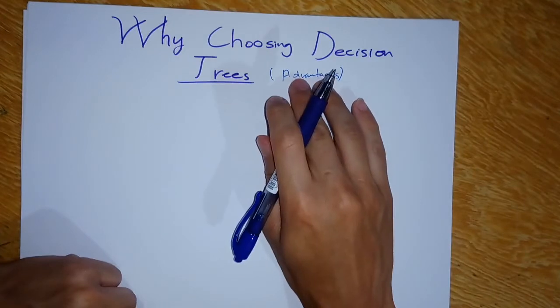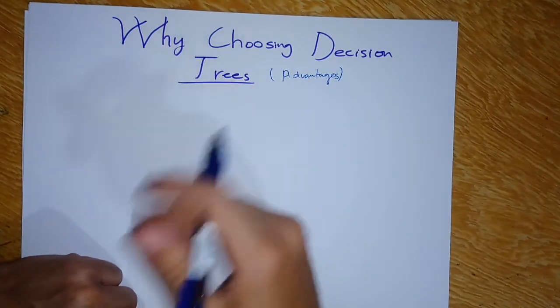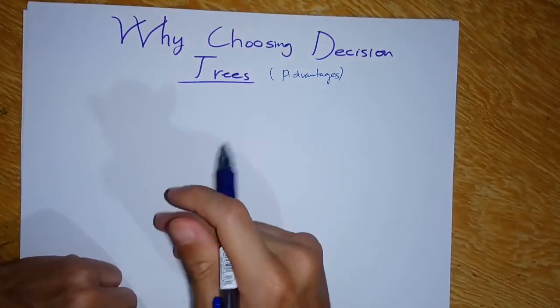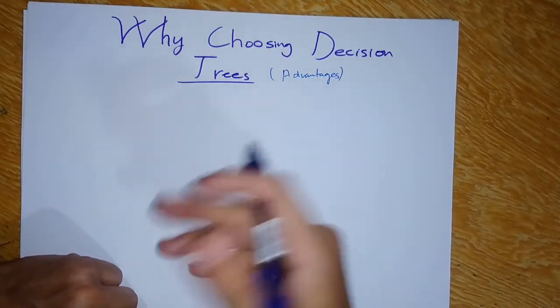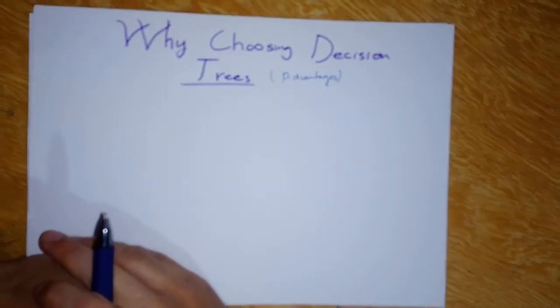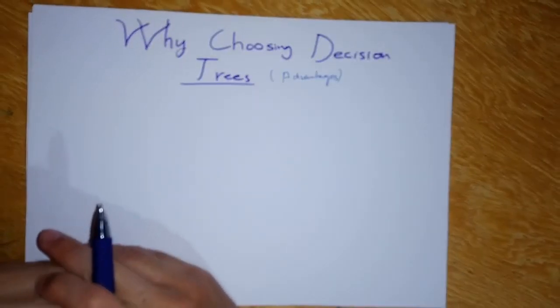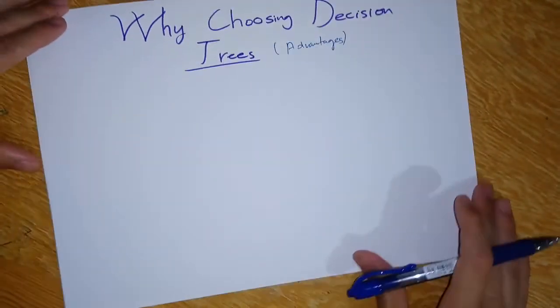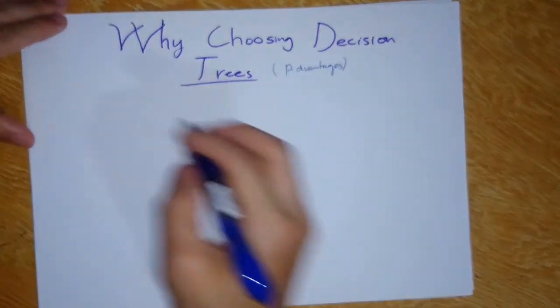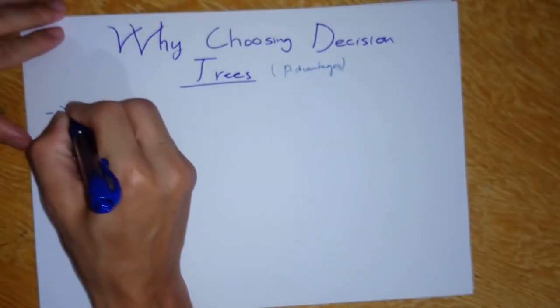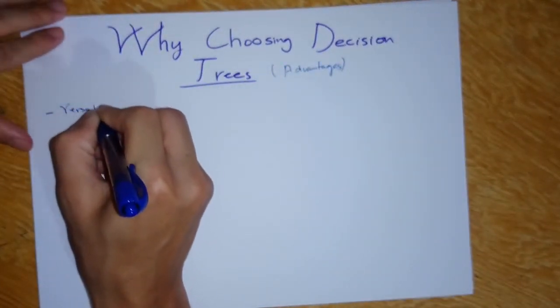And based on that, we can probably know why to choose decision trees, because we would need to know also about the inconveniences. Therefore, I will talk about that in a separate video. Well, the first advantage of decision trees is that they are versatile, so it's versatility.